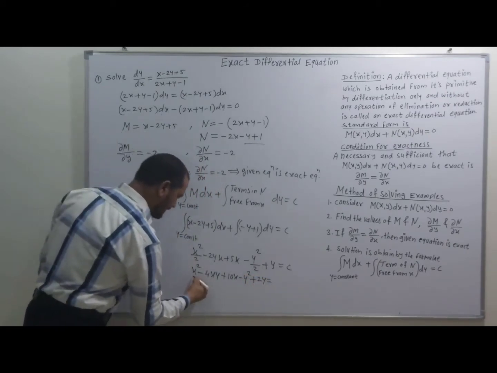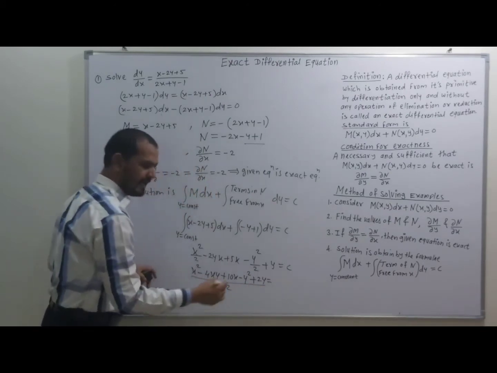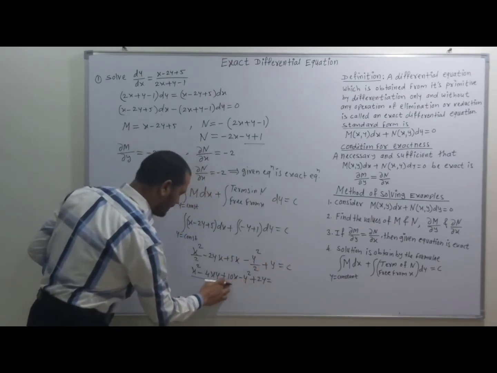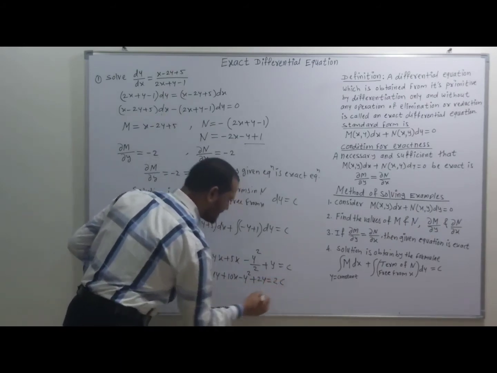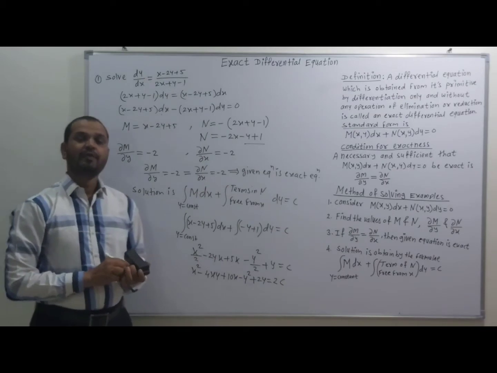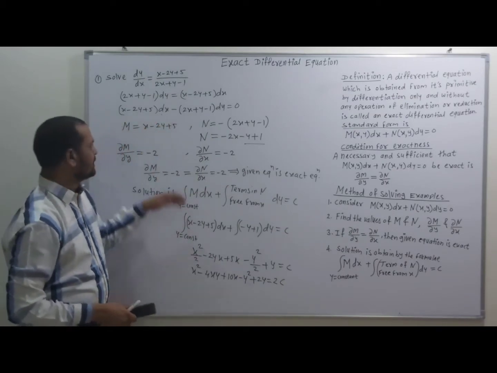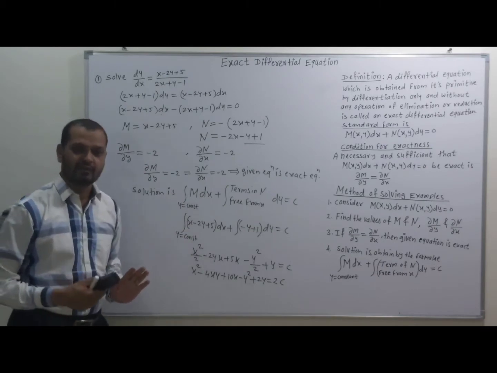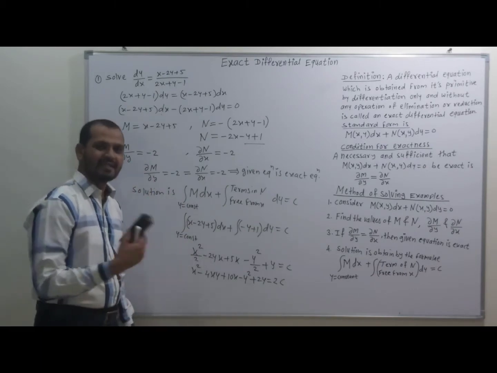Now here we take the denominator 2 common, so we can write this as 2, and after taking this 2 to the right side, we get this value as 2c. So in this way we get the solution to the first problem, which is very simple. So this is the way to solve the exact differential equation. So friends, this is the first example. Now let's take the second example.